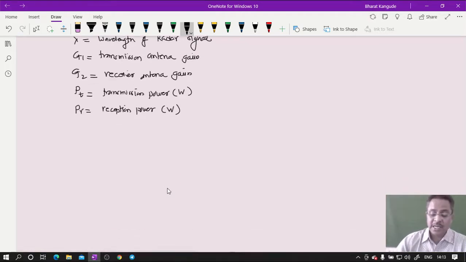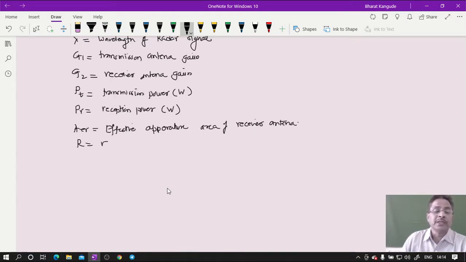And this AER, okay, in the first formula what we have written, this AER is given as effective aperture area of receiver antenna. And the last here, capital R, is range of the radar.